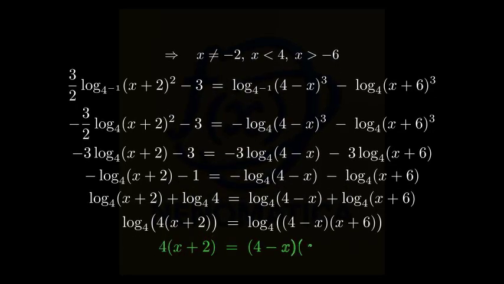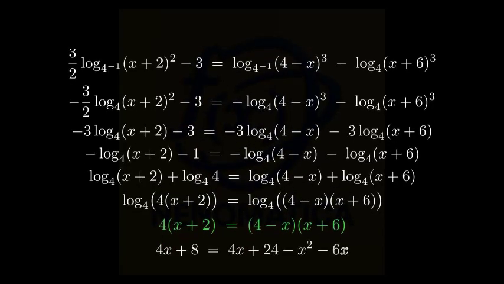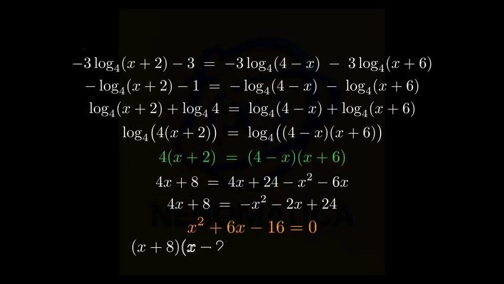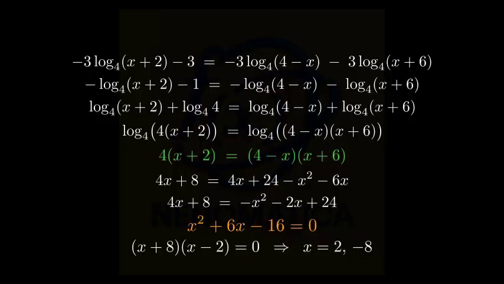Because logarithm with the same base is 1 to 1, the equality of logs implies their arguments are equal. So we set the inside expressions equal. Now expand the right-hand side and simplify. Move all terms to one side to form a standard quadratic equation. Factor the quadratic as (x + 8)(x - 2) equals 0. The solutions are x equals 2 and x equals -8.